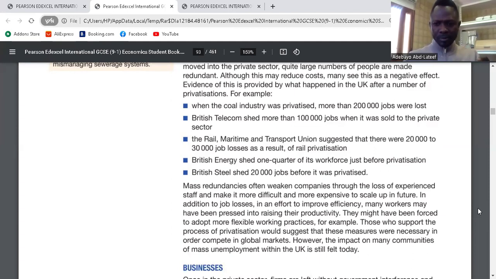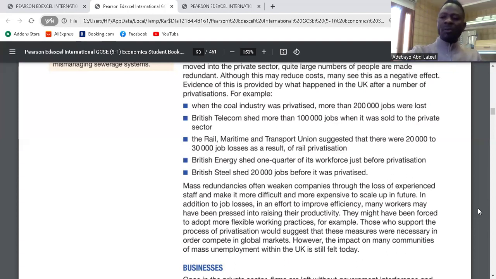So there's mass redundancies often, I'm reading the last paragraph then. Mass redundancies often weaken companies through the loss of experienced staff and make it more difficult and more expensive to scale up in the future. In addition to job losses, in an effort to improve efficiency, many workers may have been pressed into raising their productivity. They might have been forced to adopt more flexible working practices. For example, those who support the process of privatization will suggest that these measures were necessary in order to compete in global markets. However, the impact on many communities of mass unemployment within the UK is still felt today.